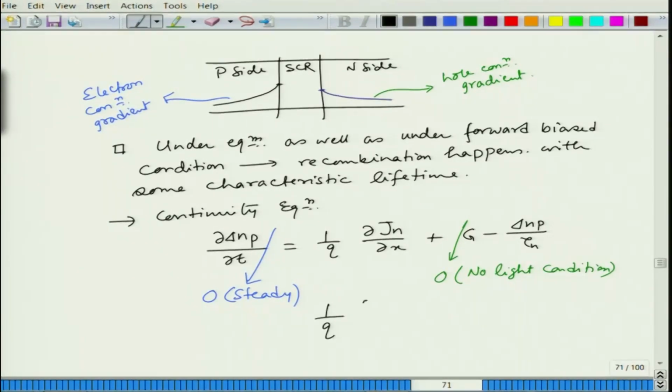So, we have this will be equal to N p divided by tau n. Tau n is the characteristic lifetime for an electron. Okay. So, this is the continuity equation form. So, this is the continuity equation for minority carrier in the p side.